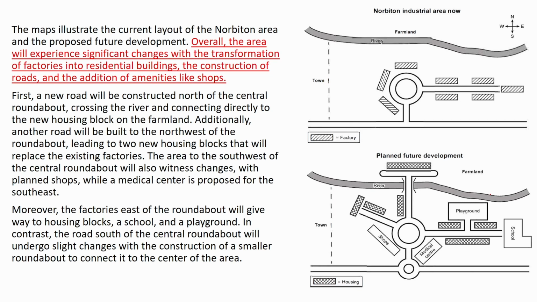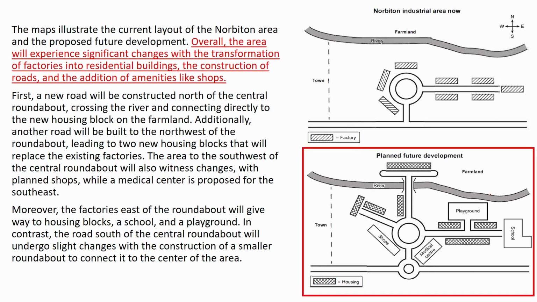Now let's read the overview. So overall, the area will experience significant changes with the transformation of factories into residential buildings, the construction of roads, and the addition of amenities like shops. So I mentioned the replacement of factories, also the construction of roads, and the addition of places like shops, schools, and playground that are called amenities.